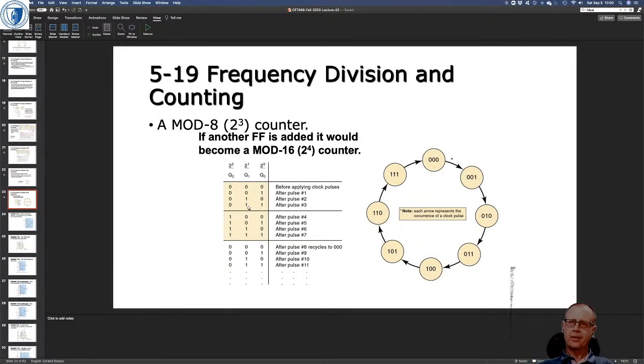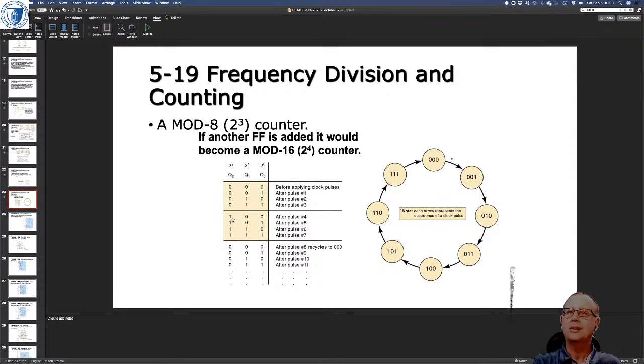Okay, so another way to draw this out is like this state transition diagram over here, right? Here we've got Q2, Q1 and Q0: 0, 0, 0, and that transitions to 0, 0, 1, which transitions to 0, 1, 0, and then we'll go all the way around again. Right, so each of these arrows is what's happening with that clock transition.